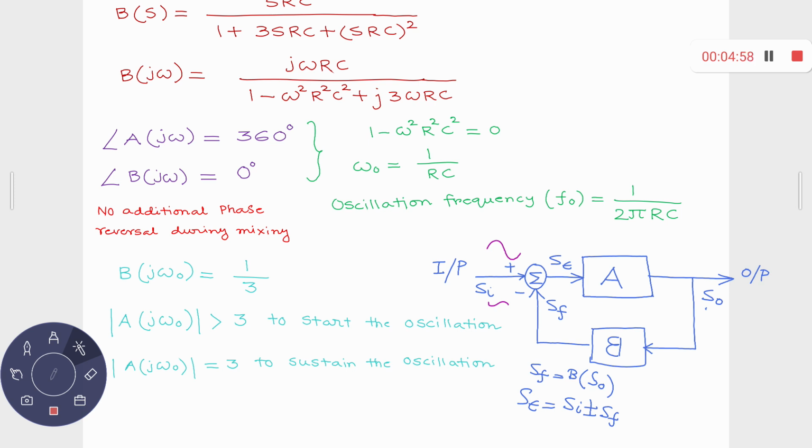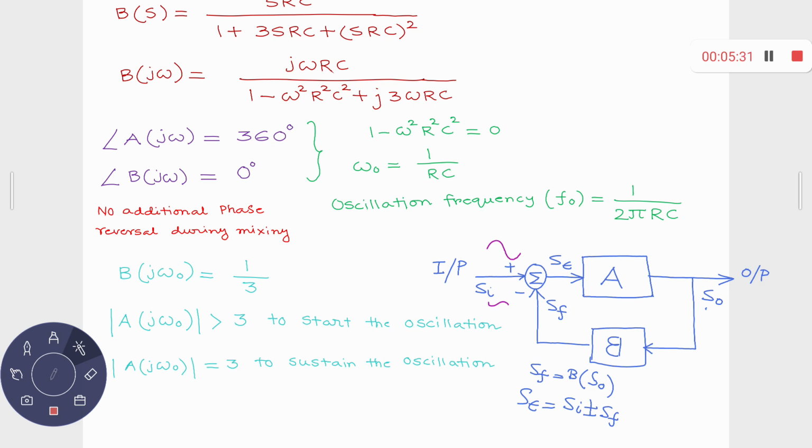you don't have any explicit input. So SI was absent completely. There is no SI, and this feedback signal is actually provided at the input of this feed network. That means this S epsilon and SF are the same because SI is absent. When the signal is traversing this path, from here to here and from here to here, the total loop gain is equal to unity, and there is no phase reversal.